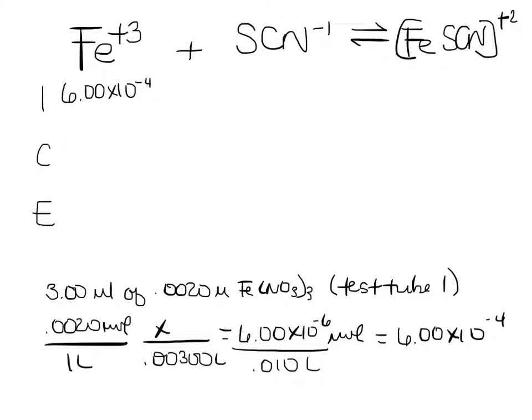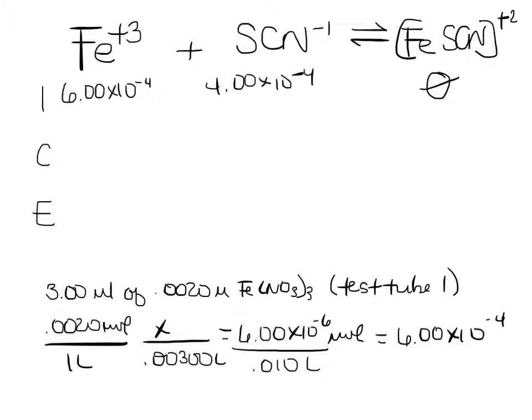I would do the same thing for SCN. The volume of SCN is different. It was 2 milliliters instead of 3. So if you follow the same procedure as I did for iron, when you calculate out the thiocyanate, you get 4.00 times 10 to the negative 4th. And you should recall that we did not add any of this ion in the initial test tube. This was not present until we added the other two, in which case these two would react to make this. But initially this is 0.